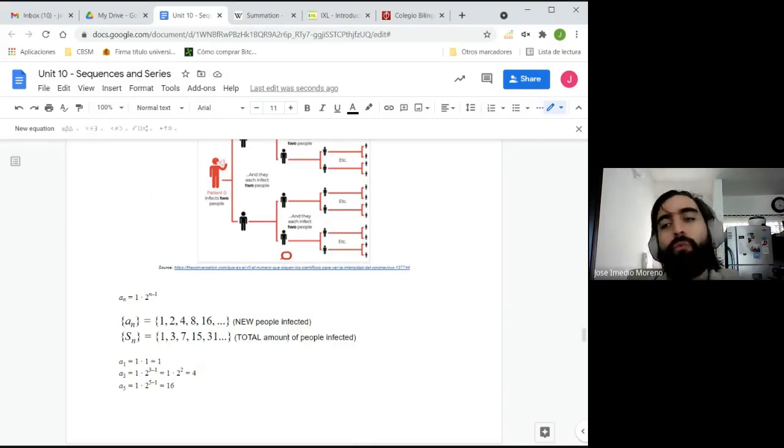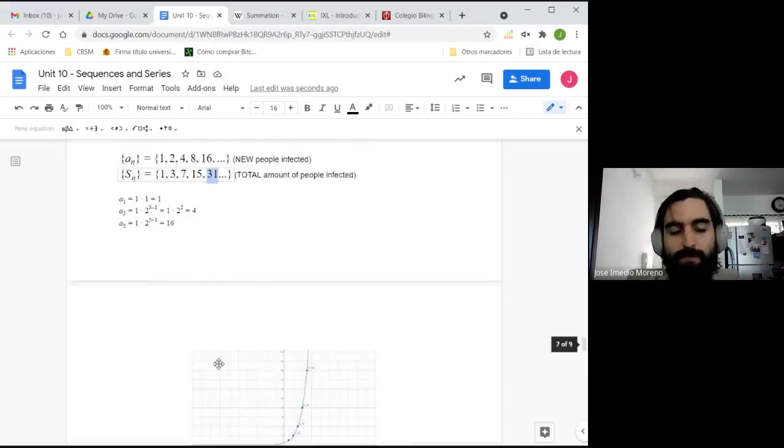So this is the cumulative total, as we call. Es el total acumulado. Okay, we are adding the terms of the sequence. So on the first day, there is 1 person infected. Second day, we have a total of 3 people infected. Third day, we have a total of 7 people infected, 15, 31, and so on.